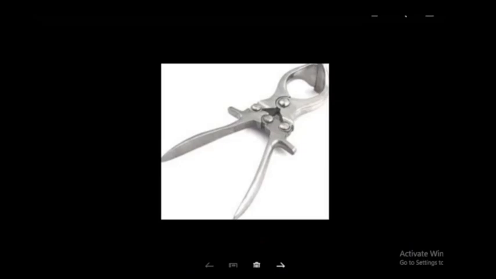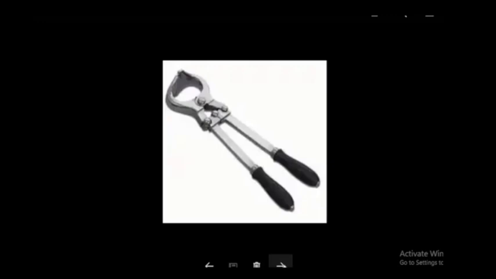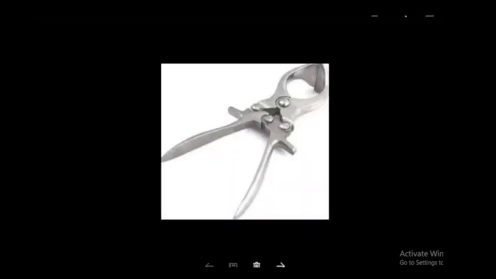So this is a picture of what the Burdizzo looks like. You can see it. This part here is the metal clamp that is put on the testes of the animal to actually sever the sperm duct. This part here is the handle that is being pressed. When pressure is exerted on this part here, the pressure is felt on this part here that eventually severs the sperm duct or cuts the sperm duct.